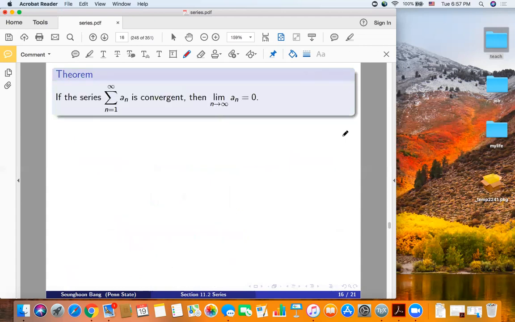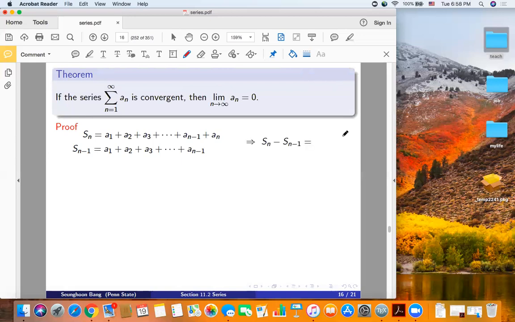So next tip. We have one theorem. If the summation of an is convergent, then the limit of an is always 0. Always 0. So proof. Sn is a1 plus a2 plus a3, keep going to a(n-1) plus an. What is S(n-1)? Just add the first n minus 1 terms: a1 plus a2 plus a3 up to a(n-1).